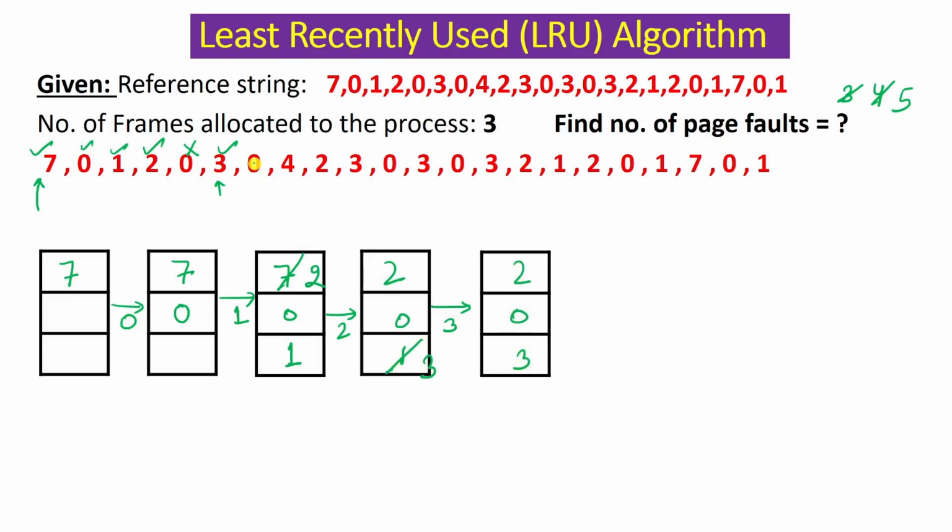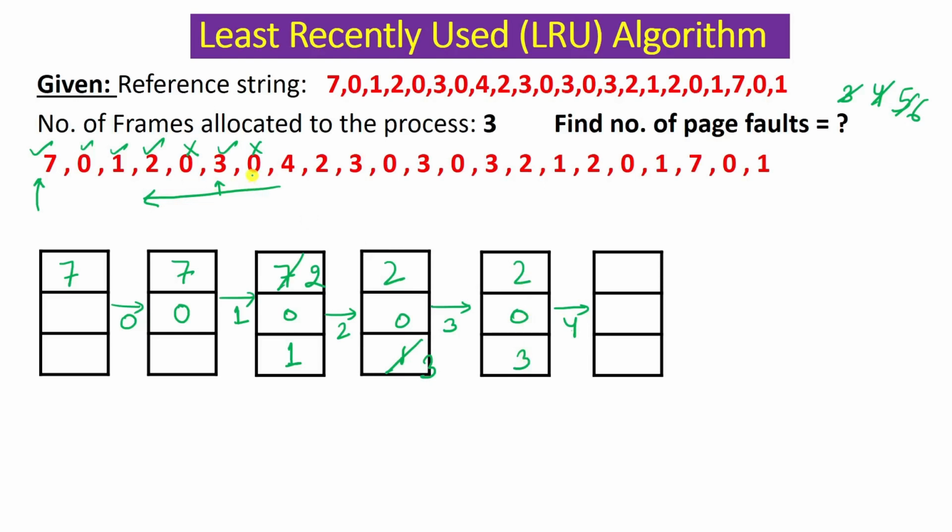Okay, so now we came to 0. 0 is already present here, so there will be no page fault. Now 4 is not present here, so it will generate a page fault. So my page fault count will increase to 6. And I will see the past again. Out of 203, which should I replace?